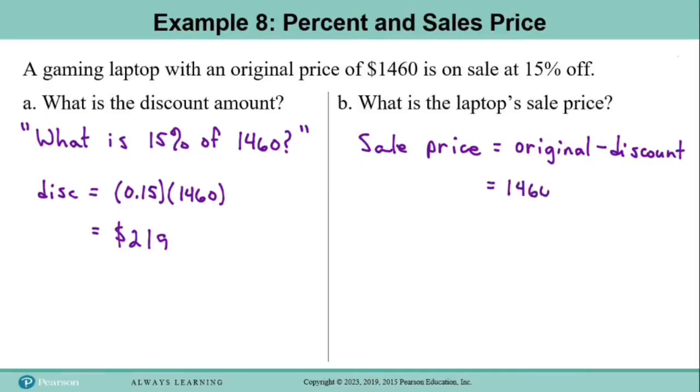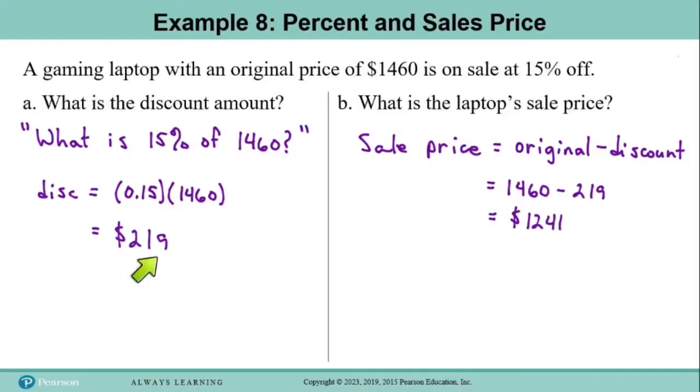So that's going to be the $1,460 minus the $219 discount. And so the sale price would be $1,241. Now, just like we saw with sales tax, you can save yourself a step here. We usually don't care what the discount amount is. We usually want to know, what am I going to end up paying for this item?